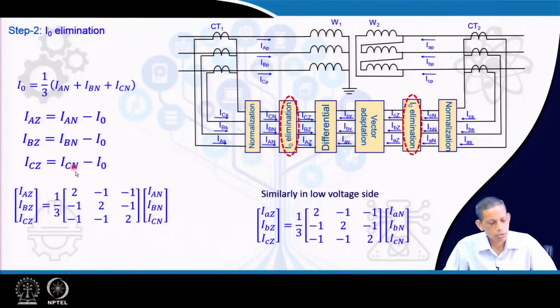If we put these in a matrix form, IAZ, IBZ, ICZ becomes equal to IA, IB, IC minus I0, where I0 is 1/3 of IA plus IB plus IC. So, in this matrix form the relay can calculate the corresponding values of phase A, phase B, phase C current in the high voltage side after the 0 sequence elimination. Similarly, in the low voltage side, applying the same matrix calculation method to the phase currents of the low voltage side, we can get the corresponding currents following the 0 sequence elimination.